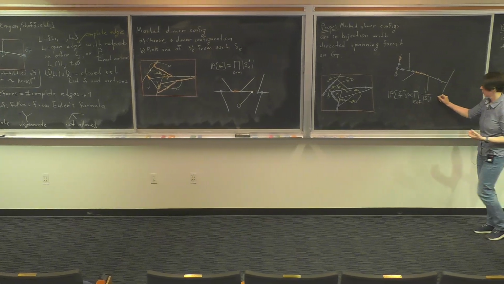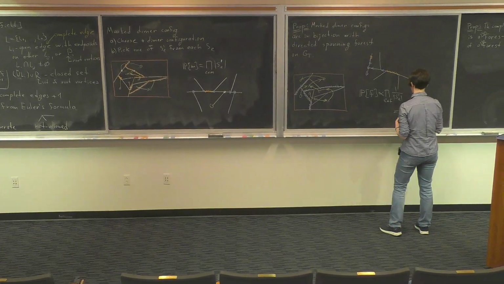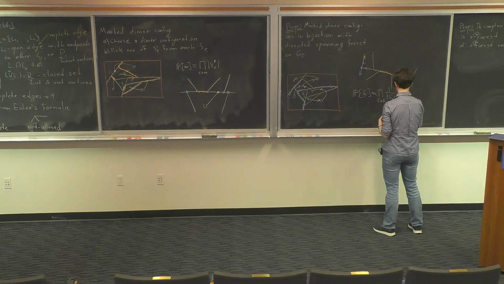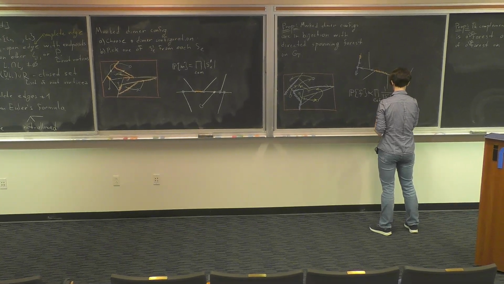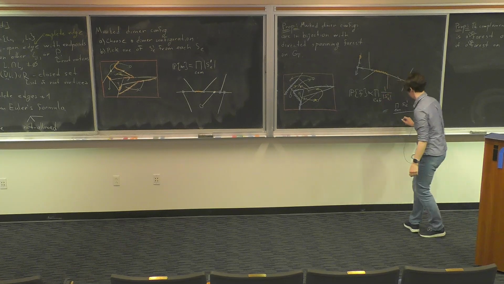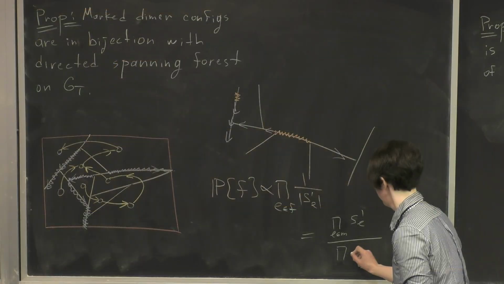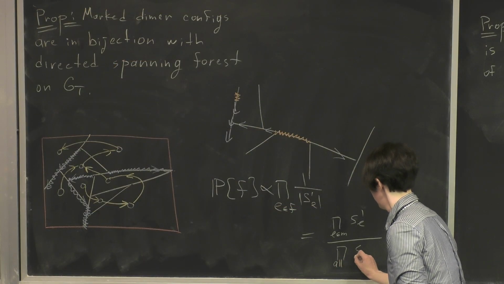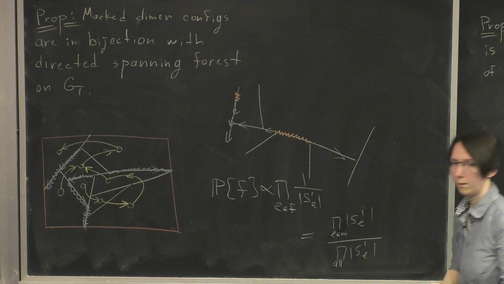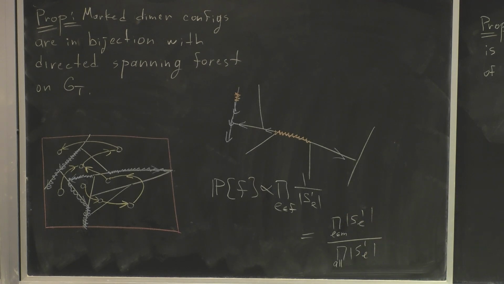But what is this? This is the product of S_e prime which corresponds to the marked configuration, divided by the product of all edges of the T-graph.